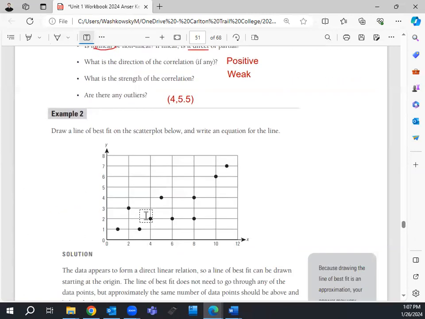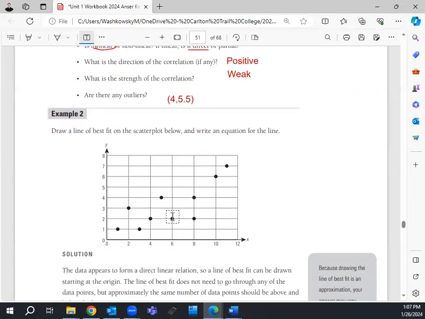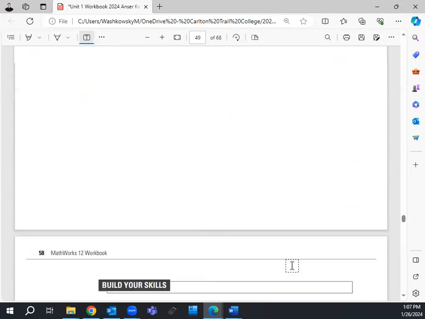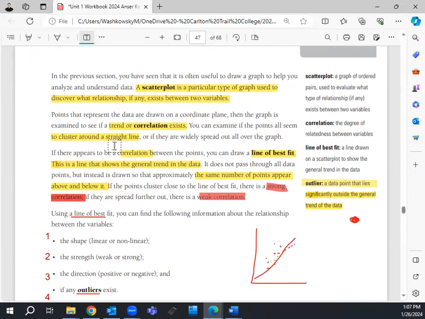Okay, so now we're going to actually learn how to draw a line here. And I'm just going to scroll up really quickly to our definitions here. So again, what is a line of best fit? A line of best fit is when we see there's a correlation between the points, if we see there's a trend, we can draw that line.